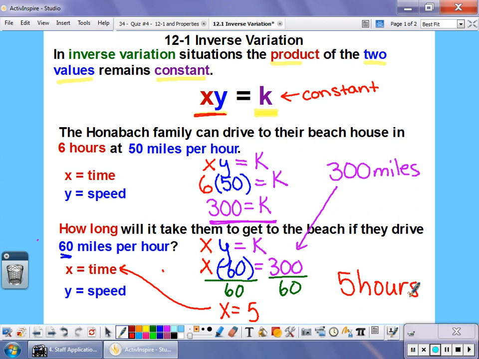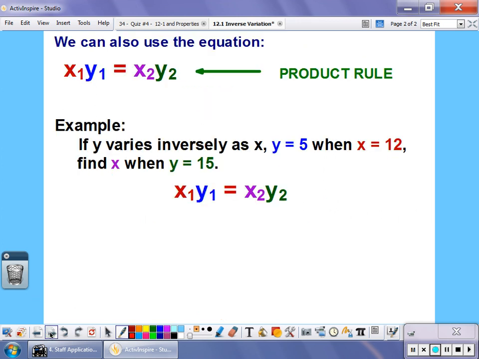Okay? There's another way we can solve these problems. It's actually a little bit of a shortcut. We call this the product rule. Now if you think about what's going on in the product rule, it says if I take my first pair of variables, x times y, we know that's going to equal some constant. And if I take my second pair of variables, x times y, that's going to equal the same constant. So technically, if I multiply this set of variables together, it has to equal this set of variables, because we know when we multiply them out, they're both going to equal the same constant. So this shortcut can be used to help us solve problems.